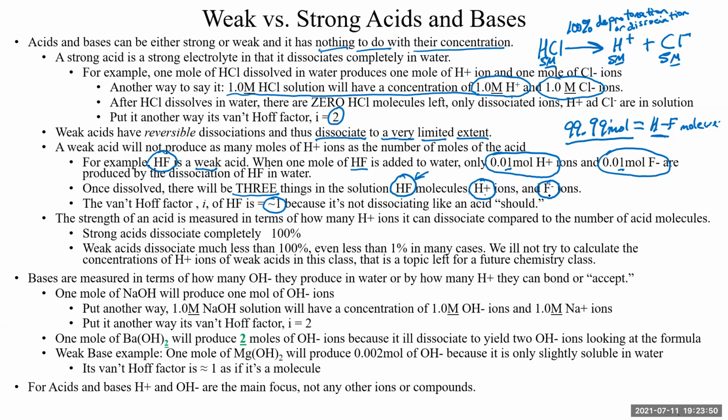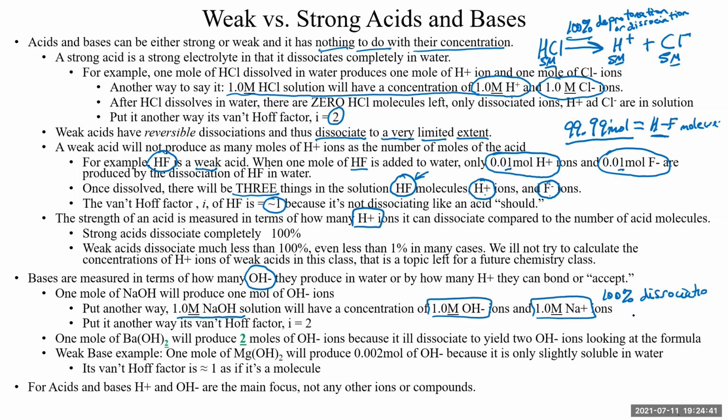Weak acids, strong acids: the measure is how many hydrogen ions it can dissociate relative to the number of acid molecules. If it's a 1-to-1 ratio of hydrogen ions to molecules, or greater than 1, then it's a strong acid. If it's less than 1, then it's a weak acid. Bases are measured in exactly the same way, only with reference to hydroxide ion. For example, a 1 molar sodium hydroxide solution will have a concentration of 1 molar hydroxide ions and 1 molar sodium ions. This is 100% dissociation.